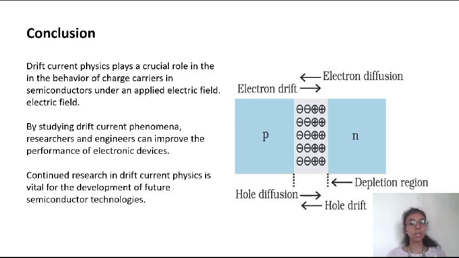Conclusion. Drift current plays a crucial role in the behavior of charge carriers in semiconductors under an applied electric field. By studying drift current phenomena, researchers and engineers can improve the performance of electronic devices. Continued research in drift current is vital for the development of future semiconductor technologies. Drift current, electron diffusion, hole diffusion, and depletion region.